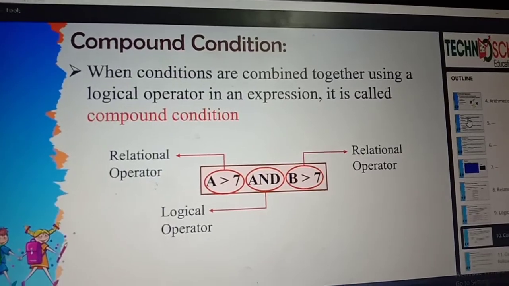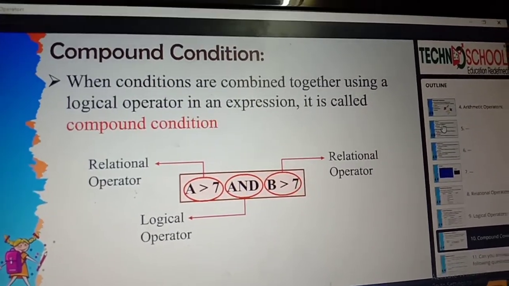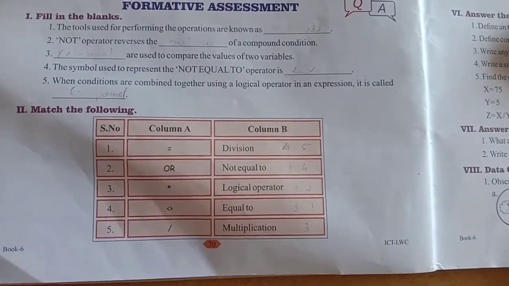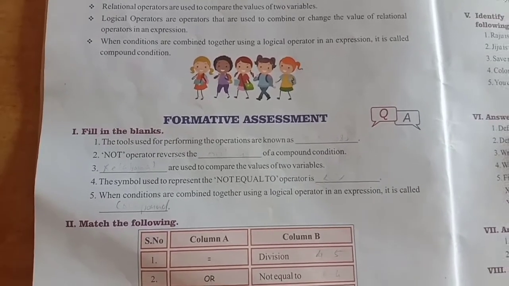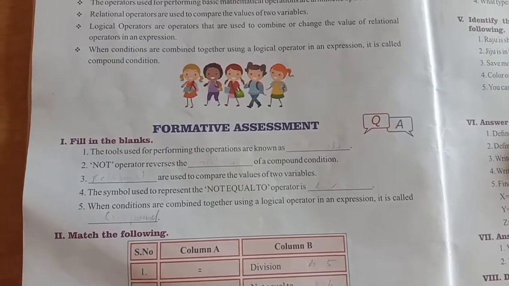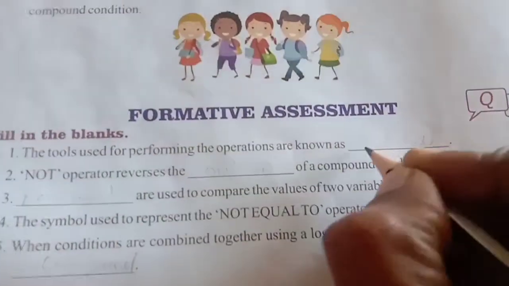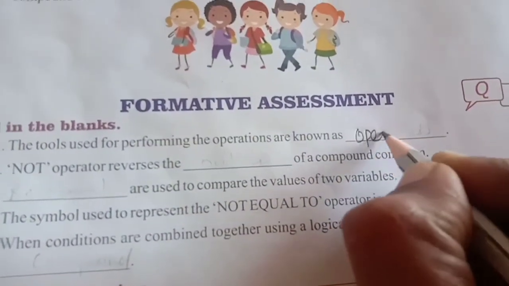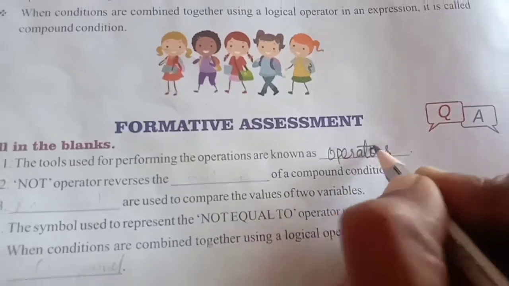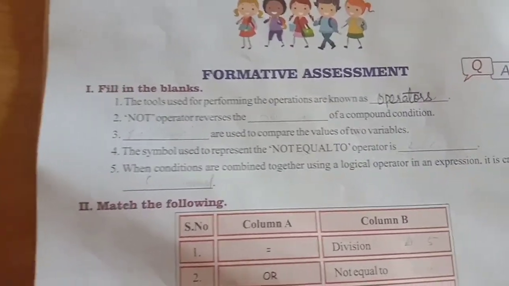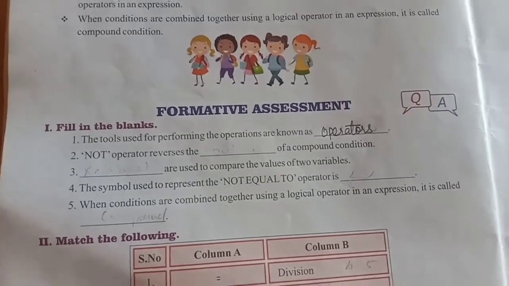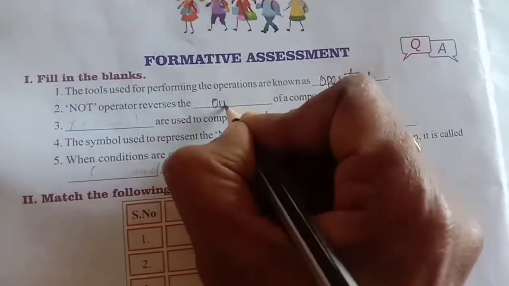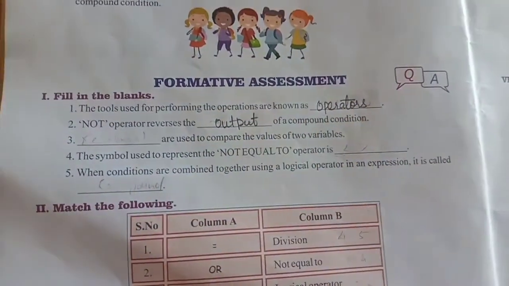Okay. Now, I request everyone to open your textbook to write our textbook exercise. Open page number 70. That is the first one. The tools used for performing the operations are known as dash. It is operators. Second one, not operator reverses the dash of a compound condition. It reverses the output of the compound condition.